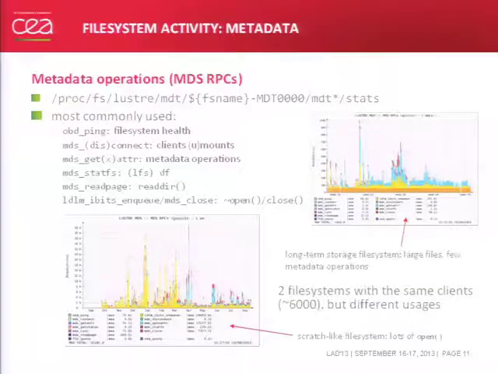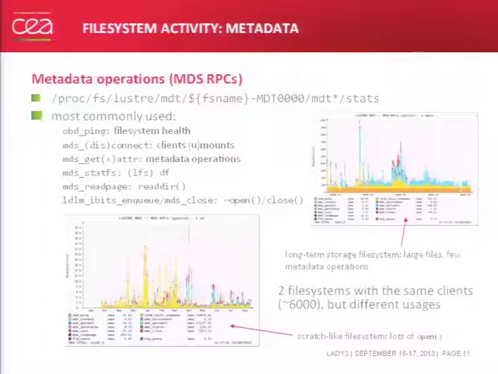We use almost the same thing for metadata. So we graph the number of RPCs of each type. We get that information in procfs Lustre MDT, fsname MDT0. So for instance, for now it's just one MDS, one MDT. And the information we want is in the stats file. So what we use is the number of obd_ping, which gives us the file system health. So it has helped us in the past to diagnose some problems we had with nodes. We also graph the number of connects and disconnects, so we can visualize nodes mounting and unmounting the file systems.